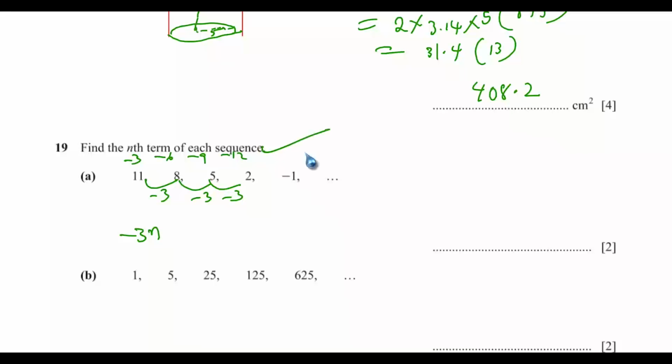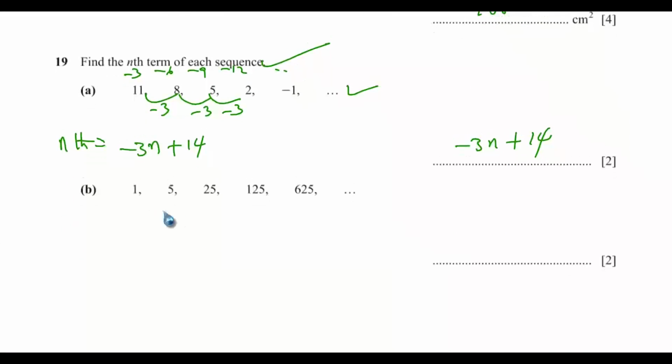So if you compare this sequence with this sequence, you see that they are not the same, because the first term should be 11. We got negative 3. So what can we add to negative 3 to make it 11? That will be plus 14. So if you add 14 to minus 3n, that will give us each of these terms. So let's confirm, when n is equal to 2, we should get 8. Minus 3 times 2, that will be negative 6. Minus 6 plus 14, that will be 8. So this is the nth term, minus 3n plus 14.